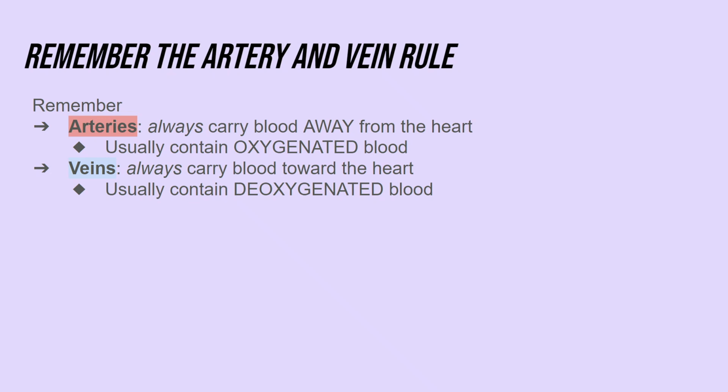So here's some review from last week, just to help you remember. Arteries always carry blood away from the heart, so arteries away, and they usually contain oxygenated blood. Veins always carry blood towards the heart, and these usually contain deoxygenated blood.